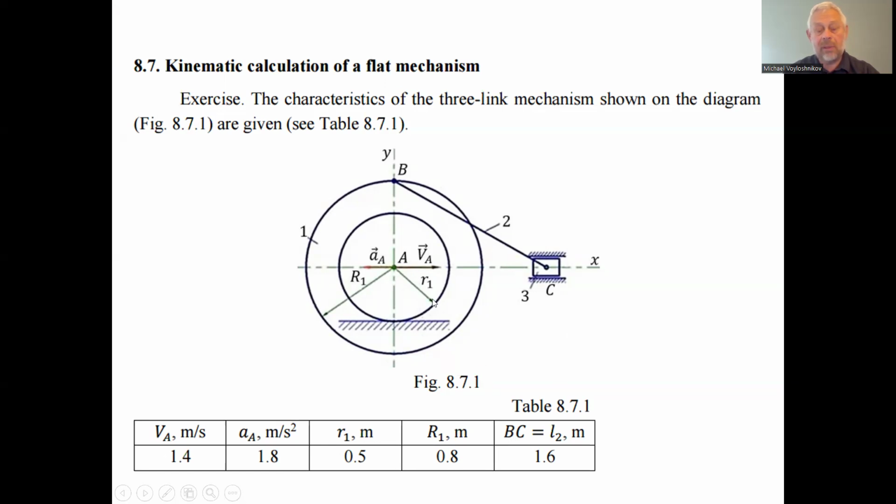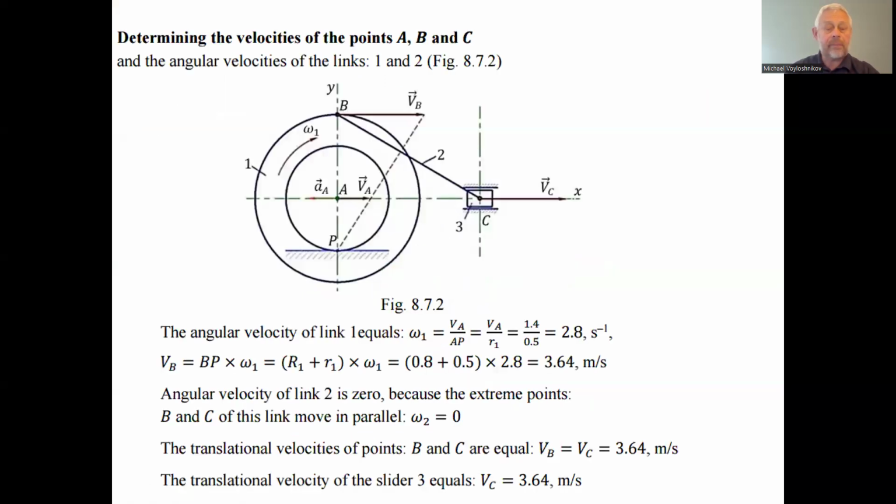So we are asked to find the velocities and accelerations of points B and C and the accelerations of point A. So what is the sequence or definition of the velocities and accelerations of the flat mechanism? The angular velocity of a link equals... so we have to find the angular velocity of the two wheels, omega 1. We divide VA by AP, where P is the instantaneous center of the velocities.